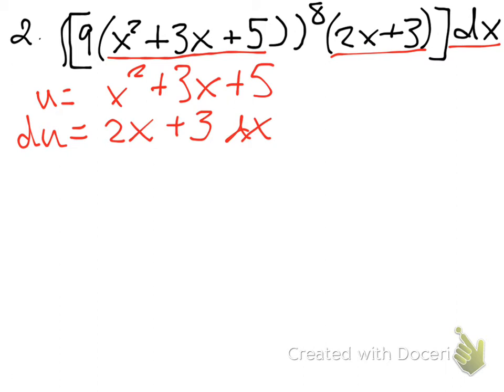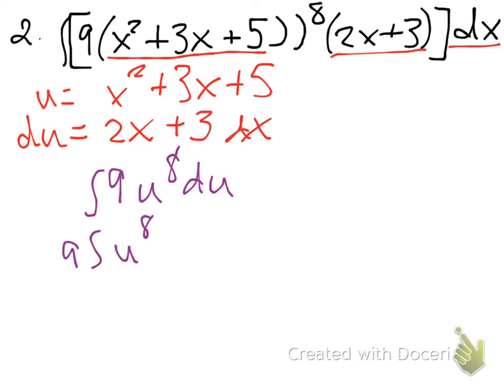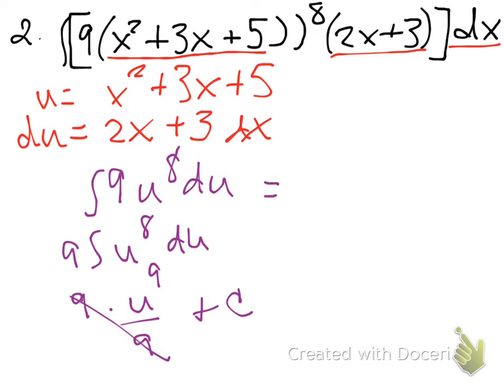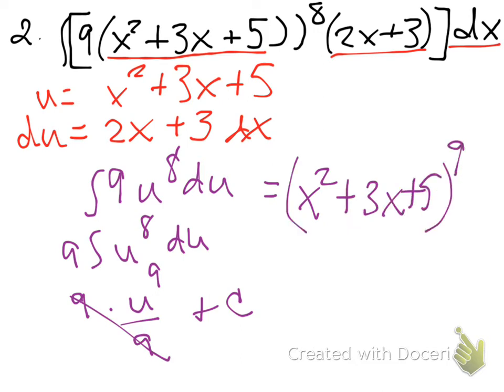So in this case, my new integral is just going to be the integral of 9u to the 8th power du. Because of my integration rules, I can pull my 9 out. So it's 9 times the integral of u to the 8th power du. And if we go ahead and integrate u to the 8th power, it's just 9 times u to the 9th over 9 plus c. So the answer is just x squared plus 3x plus 5 to the 9th power plus c.